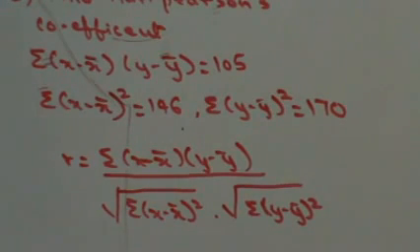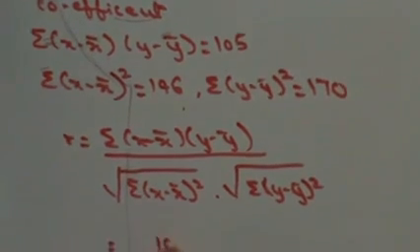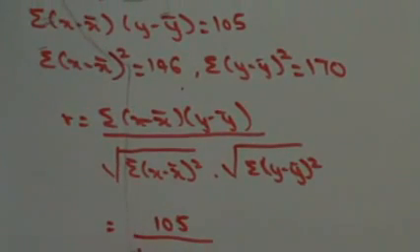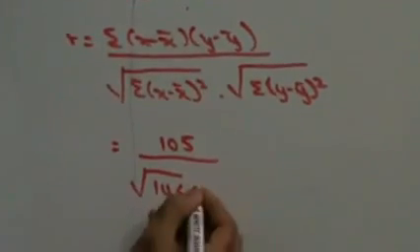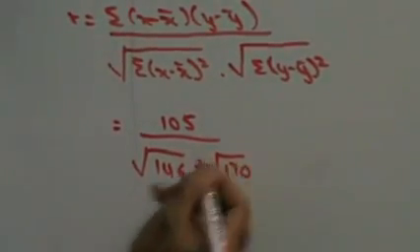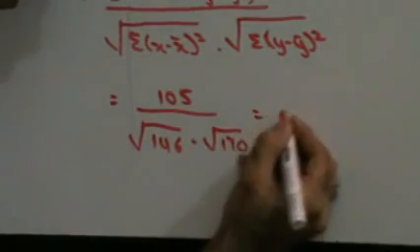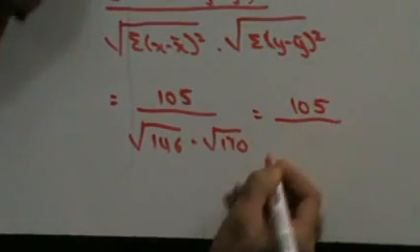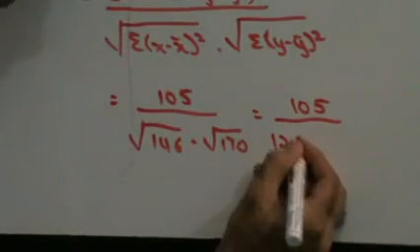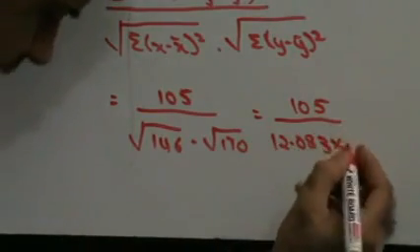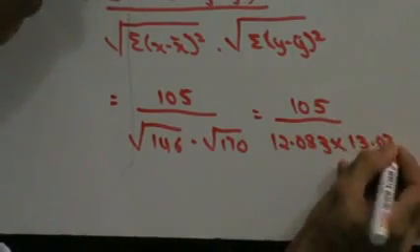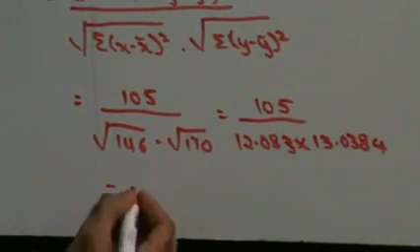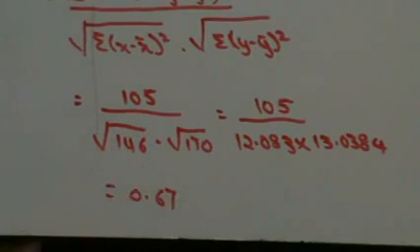Right? When you solve this, this is going to be 105 upon square root of 146 into square root of 170. So this should give you 105 upon 12.083 into 13.0384. So when you solve this, you should get this answer as 0.67. That will be your Karl Pearson's coefficient. Right? Next, let's see another type of sum, guys.